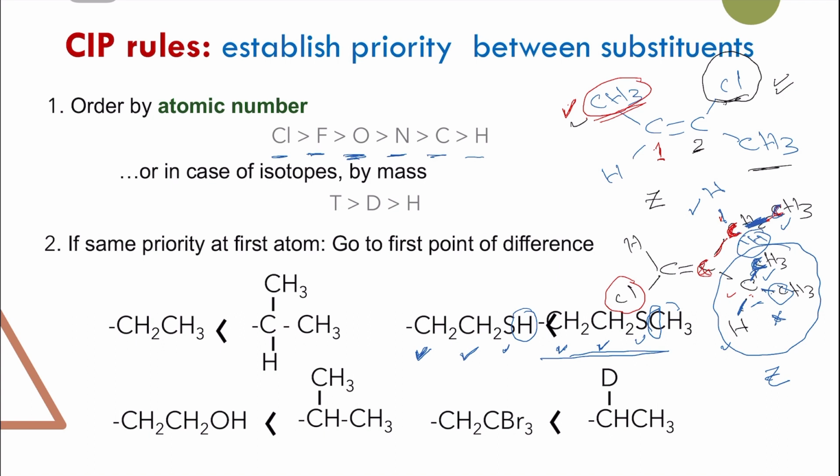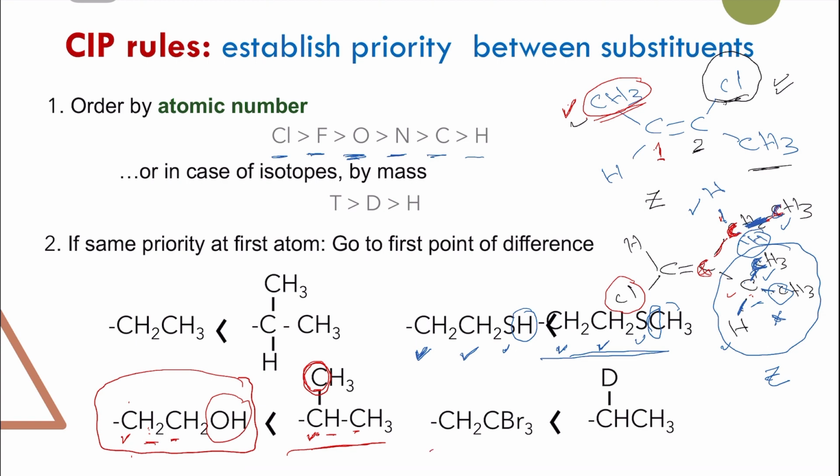Another one is this one down there. The first one is a carbon and this one is a carbon. But look, this carbon is attached to two hydrogens and one carbon. This carbon is attached to one hydrogen and two carbons. So the first point of difference is actually going to be this carbon, which is different from here, which has two hydrogens. So this group will have priority. Even though we have an oxygen here, we don't look at the whole group as it is. We just look atom by atom and we look at the first point of difference.